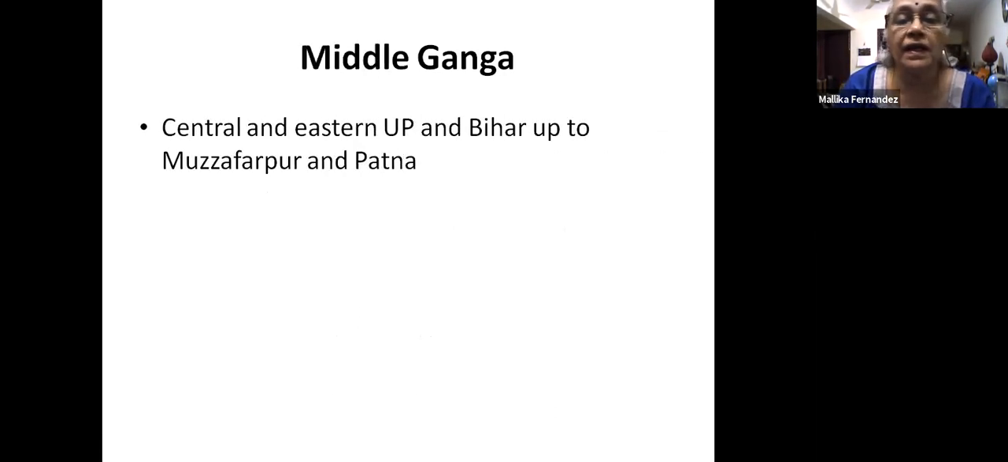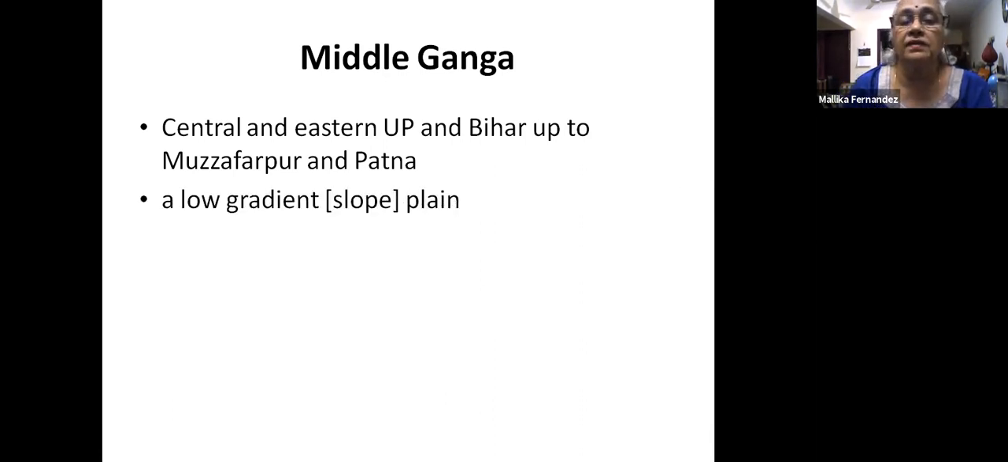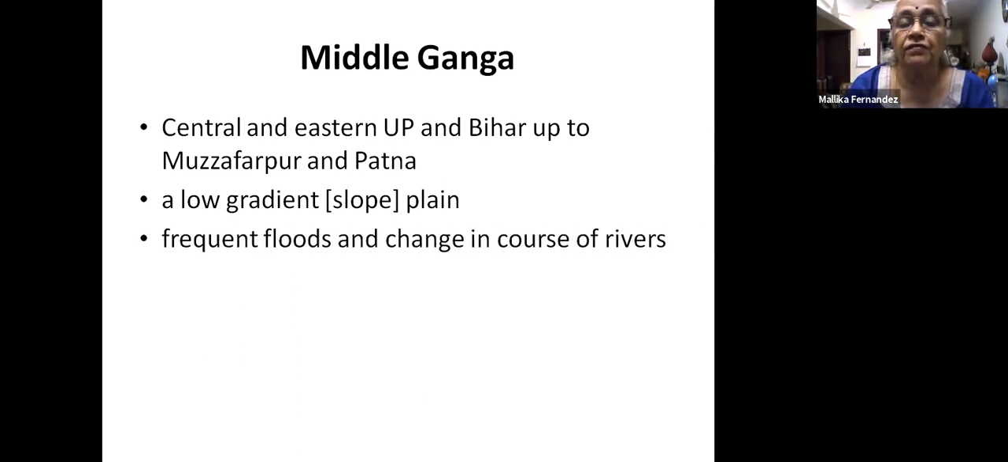Then the Middle Ganga here is central and eastern Uttar Pradesh, going up to Bihar to a place called Muzaffarpur and Patna. And that is the western Bihar region. Here the slope becomes even less. The region is absolutely flat, which is why it has several floods. You have frequent floods, and the course of the rivers changes once the floods are over.